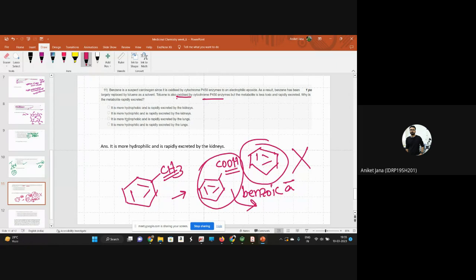It is hydrophobic and the hydrophilic. So this is hydrophilic, right? And rapidly excreted by the kidney. And in another two options, there are present that excreted by the lungs.